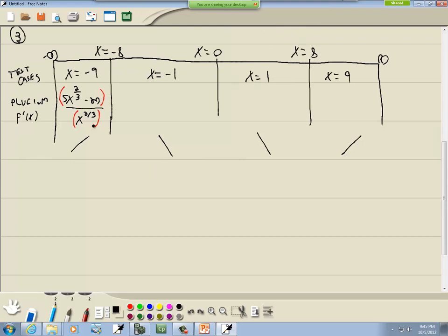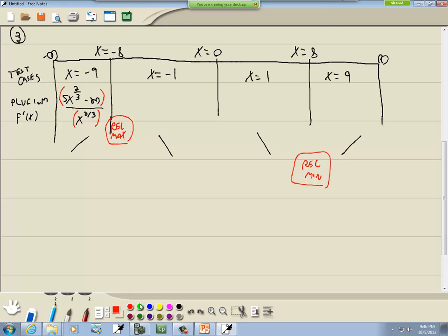Now, assuming that our graph exists at these critical values, this right here, it's increasing and then changes to decreasing. So this is going to be our relative max. This one is decreasing and then it's still decreasing, so this is nothing. Now over here, this is decreasing and then changes to increasing, so this is our relative min.